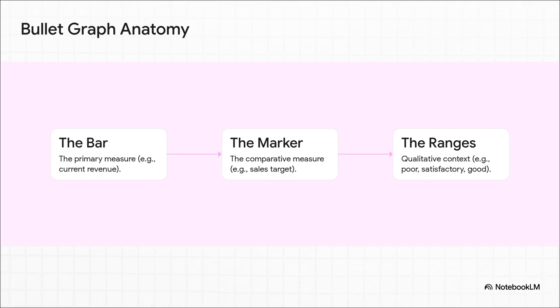The main bar shows you where you are right now. That little vertical marker, that's your target. And the shaded bars in the background tell you if your performance is good, satisfactory, or poor. It's a massive amount of context, presented in a dead simple way your brain gets instantly.